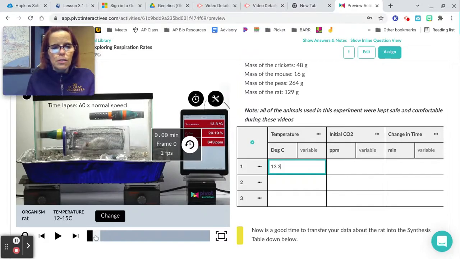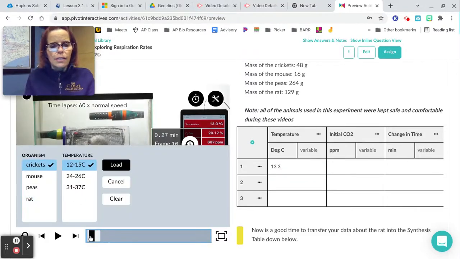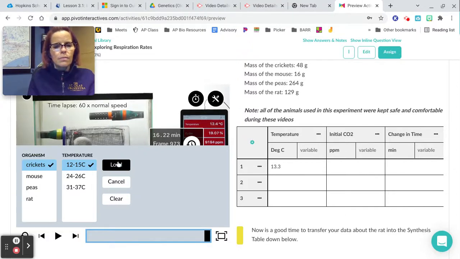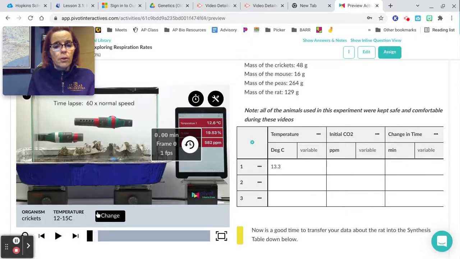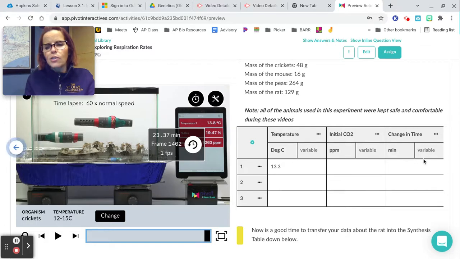So watch me. No, I don't want to do it for you. Let me pick a different organism so that you're not seeing the answers here. So if I did crickets and I scooch all the way to the end, oops, did I do it right? No, I didn't do it right. Scooch all the way to the end. You can see it's 23.37 minutes. So that's what you're going to add for change in time.